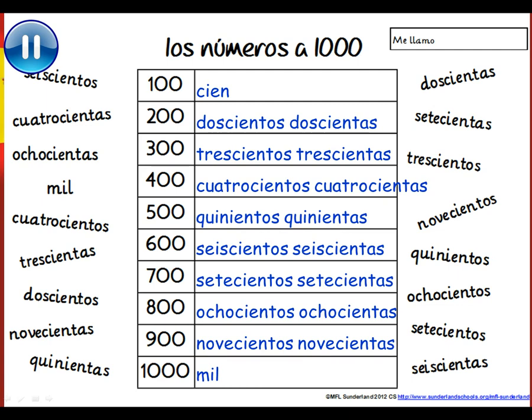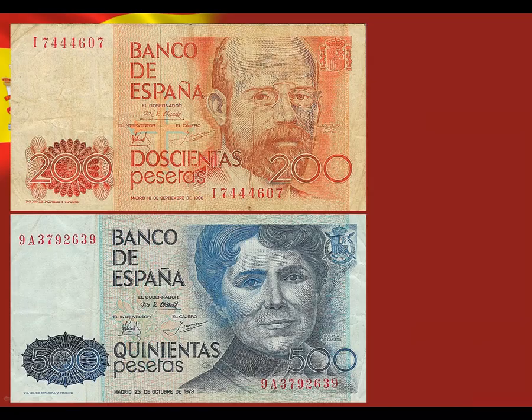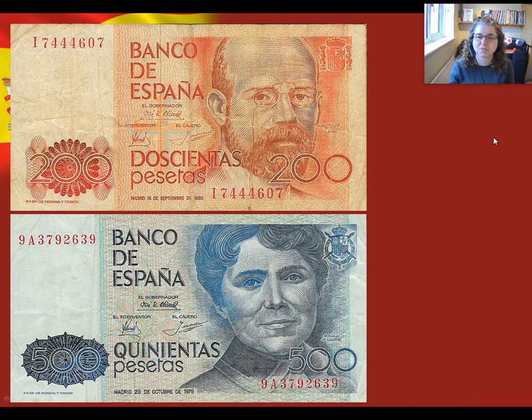If you need a bit more time to make sure you've got those written down correctly, just pause now and then you can press play when you're ready to continue. So, just a bit more of an explanation as to why those hundreds numbers have a feminine form. Before Spain used euros, we've already found out they used a currency called pesetas. And pesetas is a feminine word because it ends in as. So if you were counting numbers of pesetas, you had to use the feminine hundreds form. So this top note here is 200 pesetas, a 200 peseta note. Doscientas pesetas. And at the bottom, you have a 500 peseta note. Quinientas pesetas.